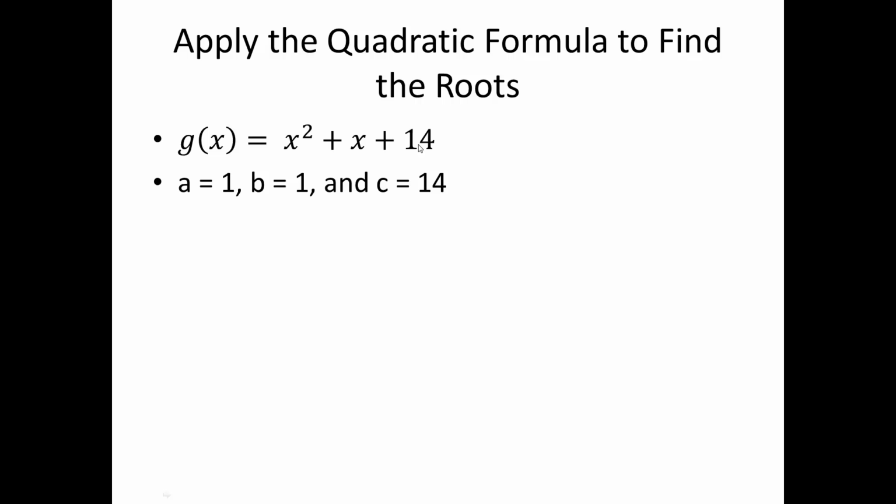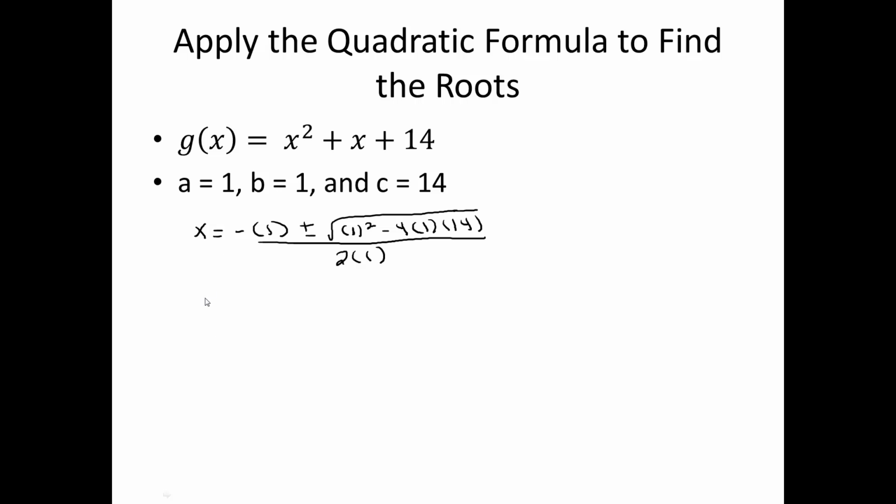And c is 14. So if you had a number in front of x squared, let's say we had 2 in front of x squared, then a would be 2. So you use the number in front of x squared for a, the number in front of x for b, the number by itself for c. And then you plug into your formula. So we have x equals negative 1 plus or minus the square root of 1 squared minus 4 times 1 times 14, all over 2 times a, and a is 1, so all over 2 times 1.